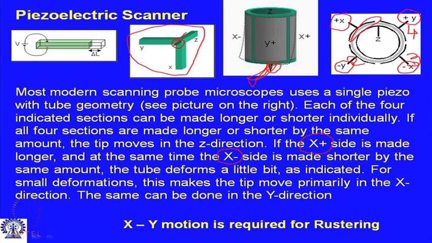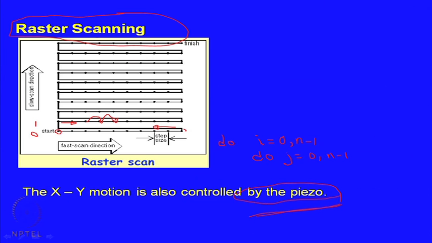But as you see, you can also give another type of voltage input to the piezo, where all the 4 components, x plus, y plus, x minus and y minus, are made longer and shorter by the same height, so that you have a control over the z. This comes from the topography of the surface and the error that gets generated in the feedback. So, this is what we are going to discuss in the next section.